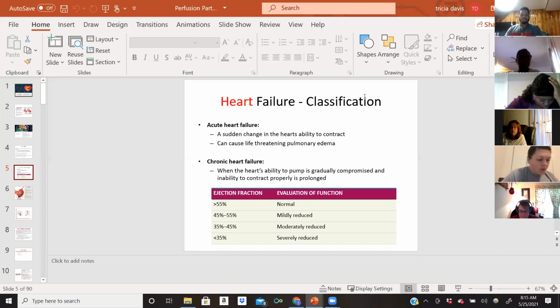So here's a nice little chart that I pulled from your book. Anything greater than 55% when we measure that ejection fraction is, again, normal. Anything between 45 and 55 is considered mildly reduced. 35 to 45% is moderately reduced. And then less than 35 is going to be severely reduced.